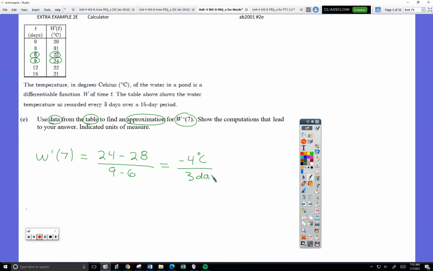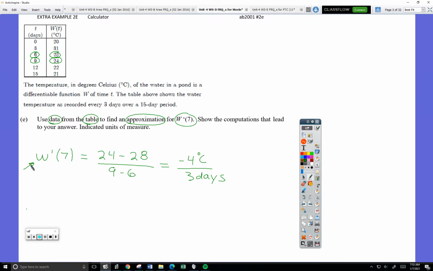That's an average rate of change, or a secant slope, and I'm using that to approximate an instantaneous rate of change, or a tangent slope. And I wouldn't go any further. That will get me full credit on the test. So, questions about anything? Please.